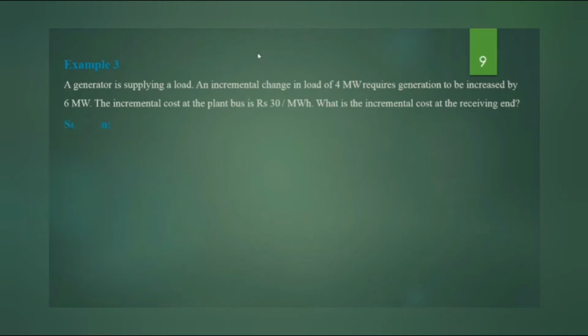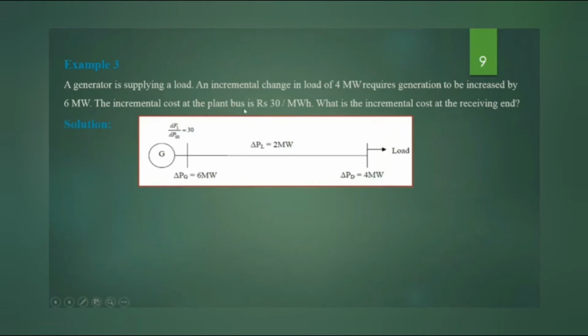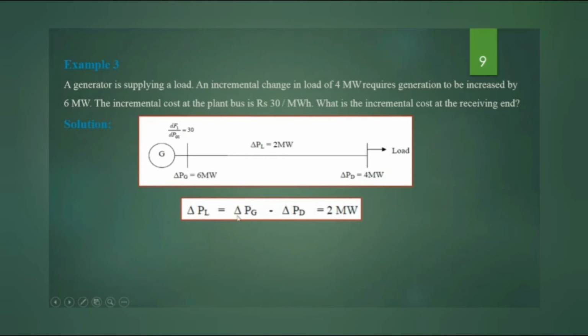So here lambda initially given at plant 1 is 30 rupees. Here two buses are there. One generator is present on the first bus and one load is present on the second bus. The change in load, del PD, is 4 megawatt, increased by a change of 6 megawatt in generation, so del PG is 6 megawatt. So your loss is 6 minus 4, which means del PL equal to del PG minus del PD equal to 2 megawatt.